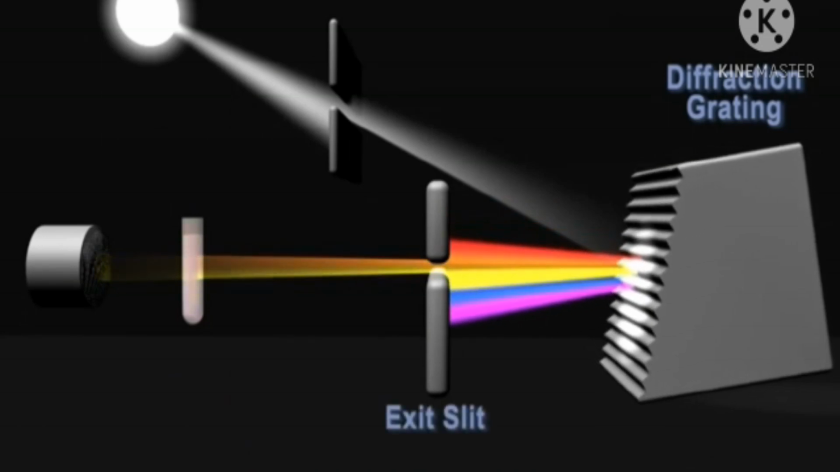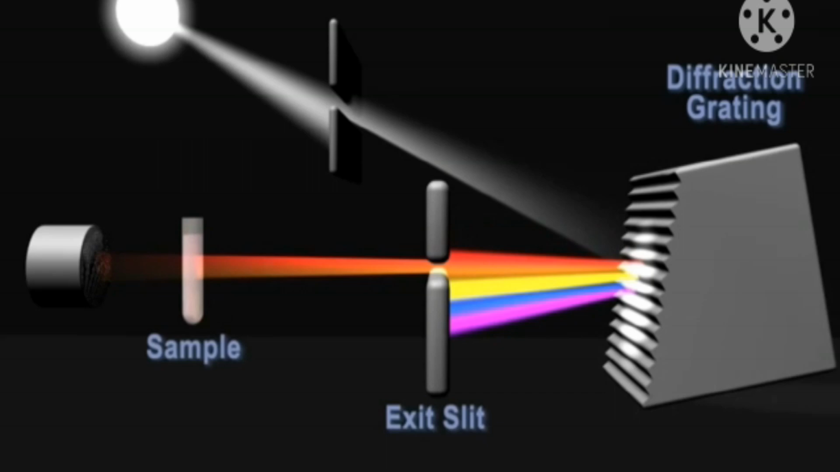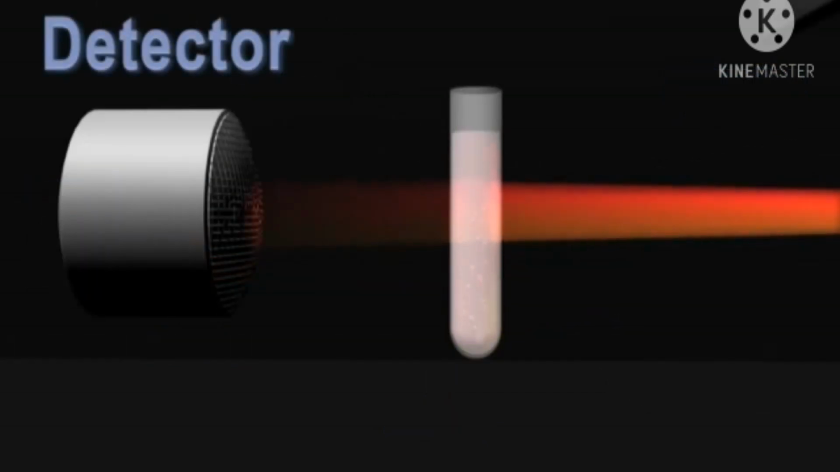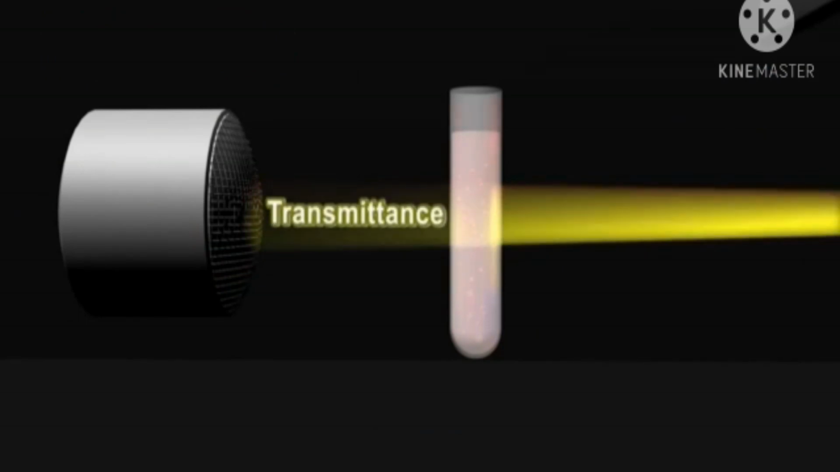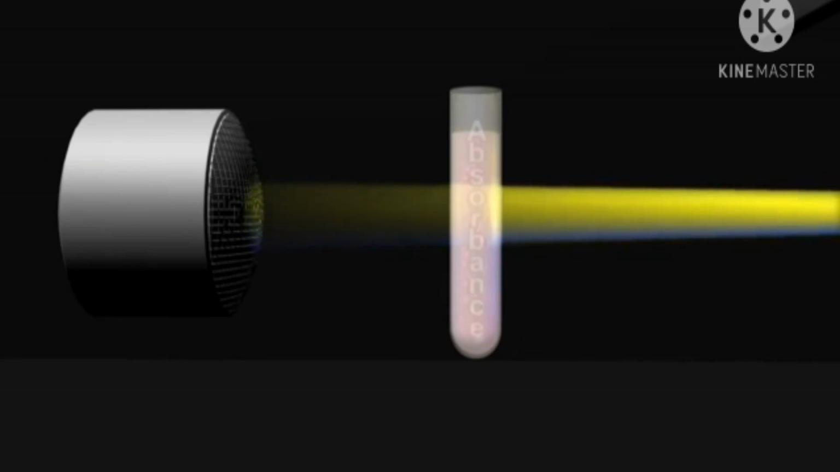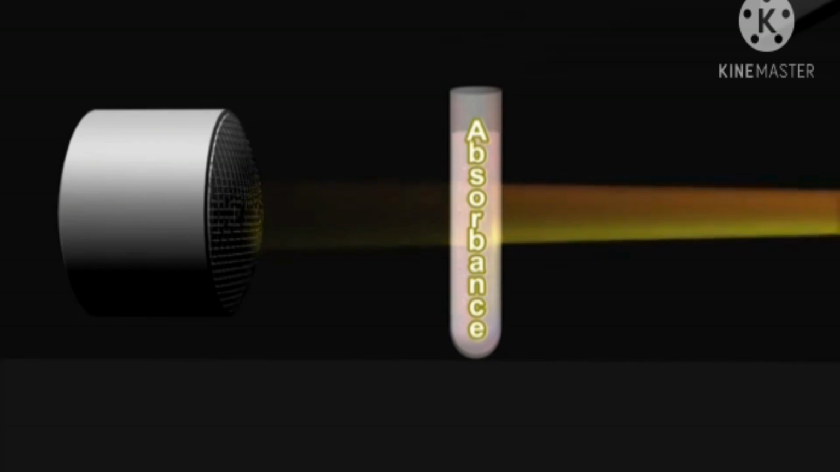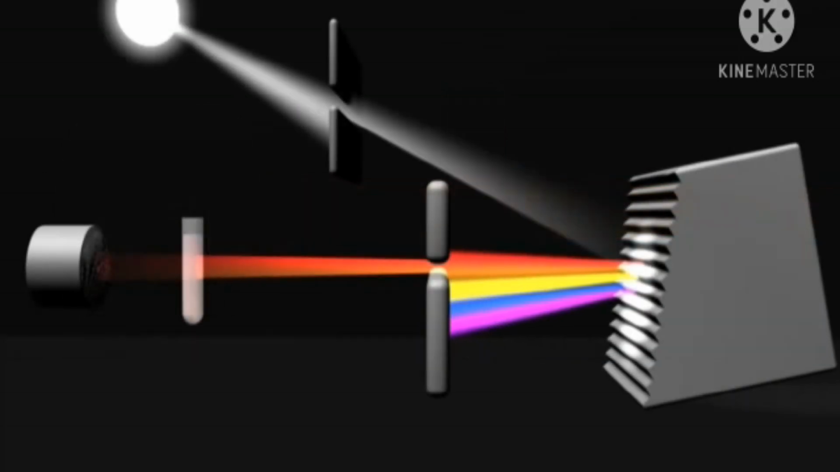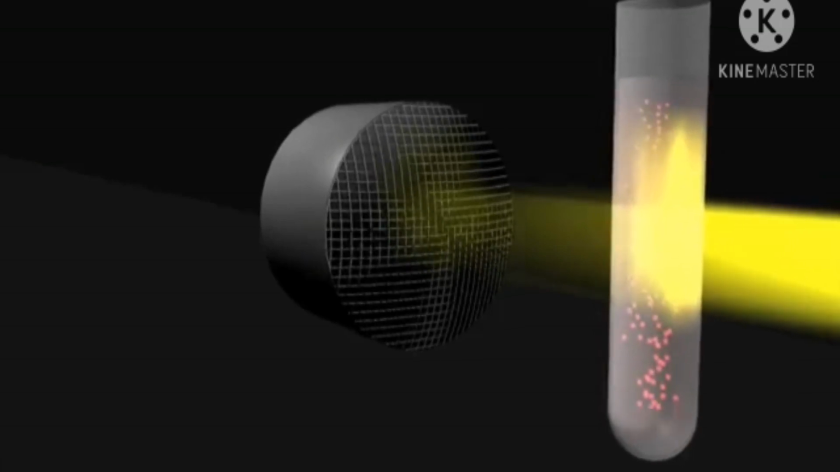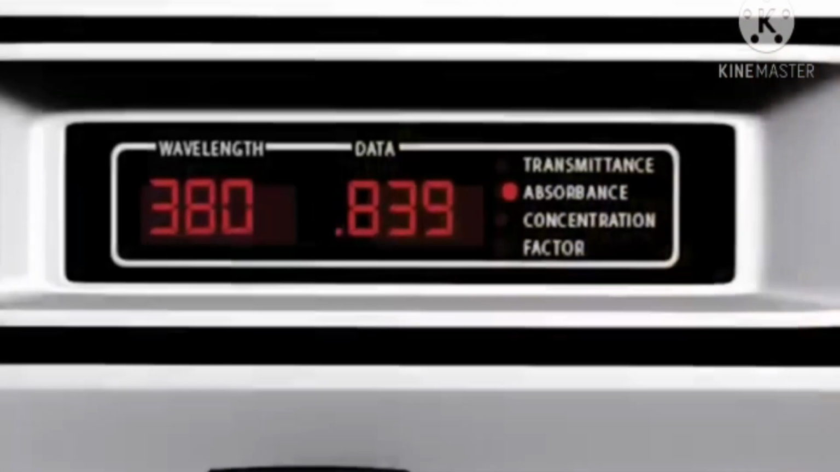Then the light interacts with the sample. From this point, the detector measures the transmittance and absorbance of the sample. Transmittance refers to the amount of light that passes completely through the sample and strikes the detector. Absorbance is the measurement of light that is absorbed by the sample. The detector senses the light being transmitted through the sample and converts this information into a digital display.